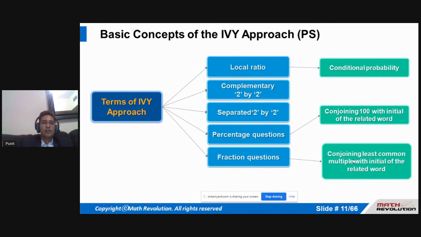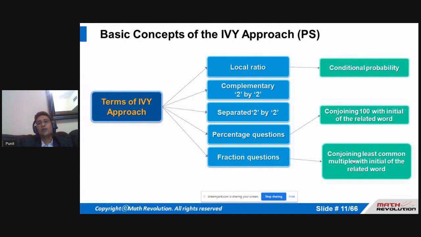It will be there on your screen in the next 2 seconds, and you can take a complete picture of it. I'll hold the slide for a minute so that every one of you is able to take hold of it. These are the terms that I prominently use in the IV approach. We talk about local ratio, which is altogether a conditional probability. We talk about complementary 2 by 2. We talk about separated 2 by 2.